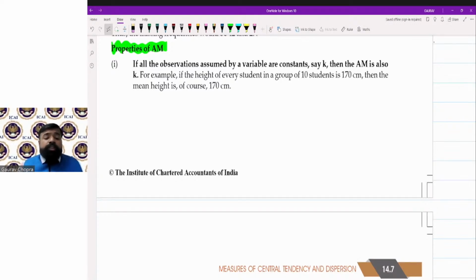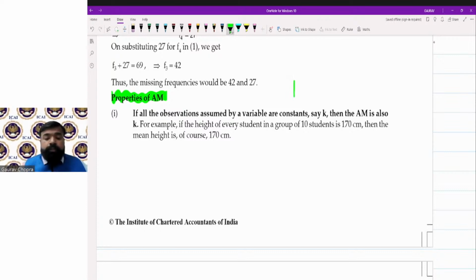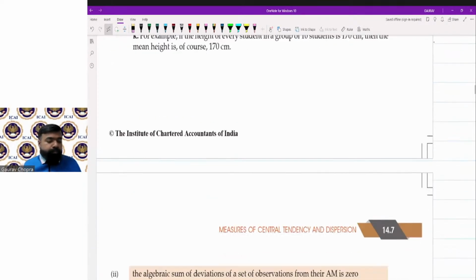Now, in the properties, the first one says if all the observations assumed by a variable are constant, then arithmetic mean is also a constant. That means if all observations are same, then arithmetic mean will also be same. So let's say we have five numbers 10, 10, 10, 10, and 10. All observations are same, so arithmetic mean will also be 10. This is property number 1. Okay.